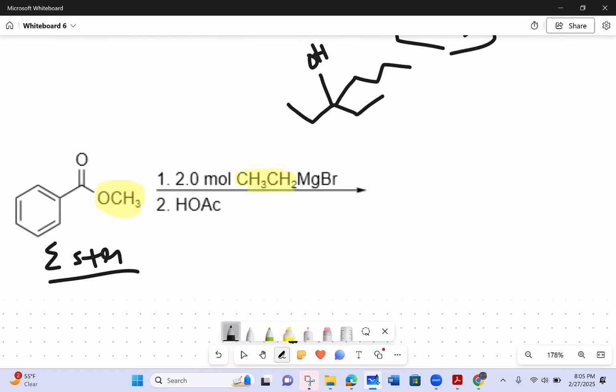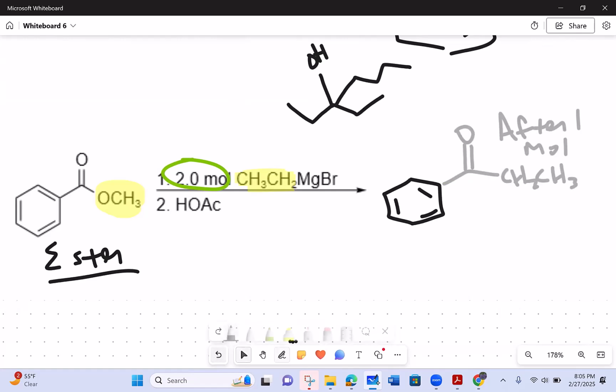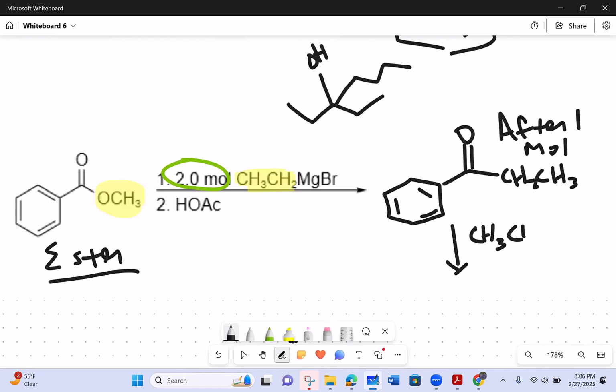That's the ketone. So I'm gonna end up with this first because you got to get the ketone before you can get to the alcohol. But you're right. If I have 2 moles, that means that ester is eventually going to become an alcohol. But initially, it's going to be a ketone. Then if I take that and react the second mole of Grignard with it, that's when I get the alcohol.